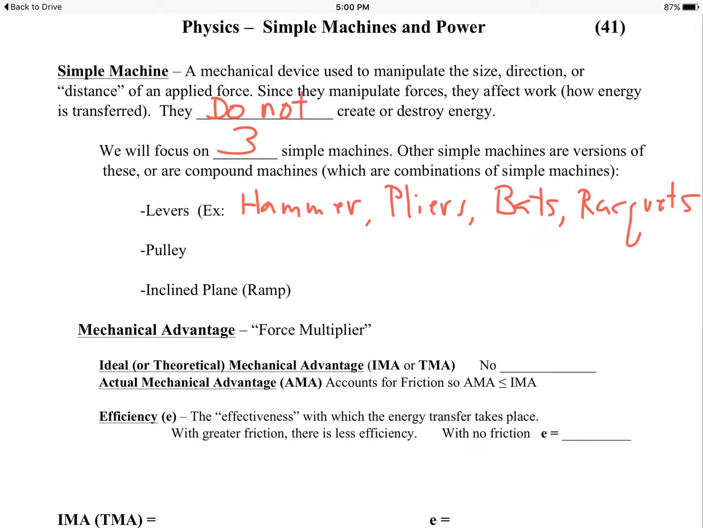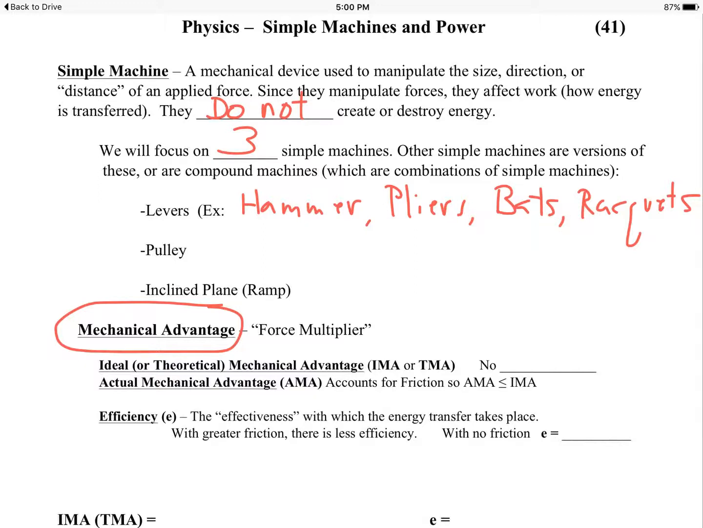And then we have pulleys, and I'll give you some examples in class of these things, and inclined planes or ramps. Now, one of the big concepts with simple machines is what we call a mechanical advantage. It's the quote-unquote force multiplier.